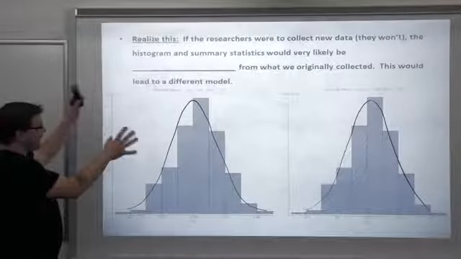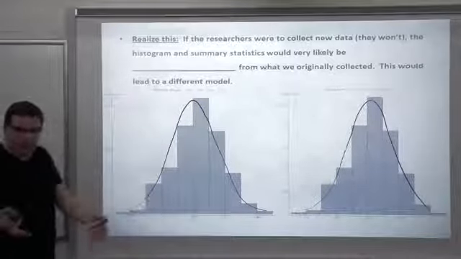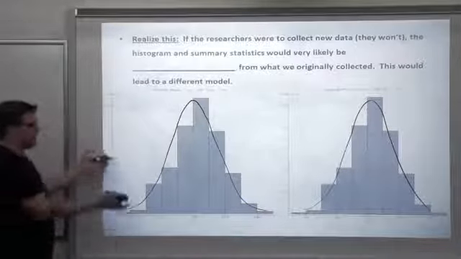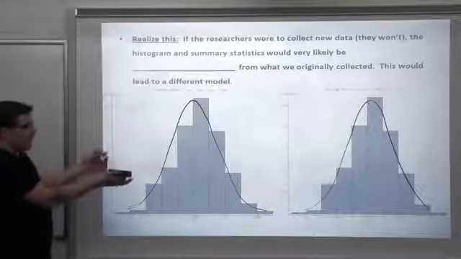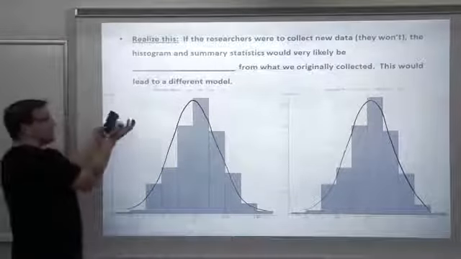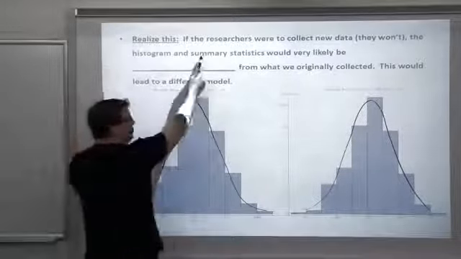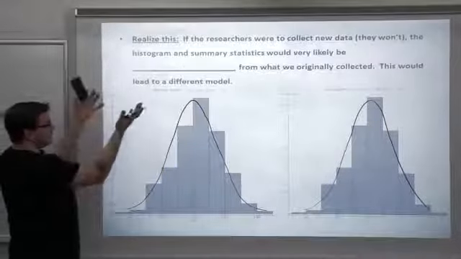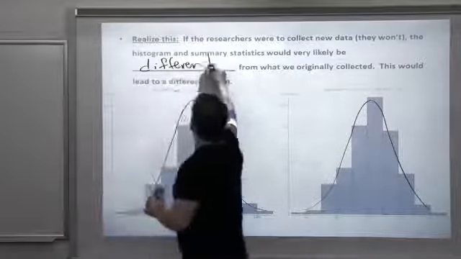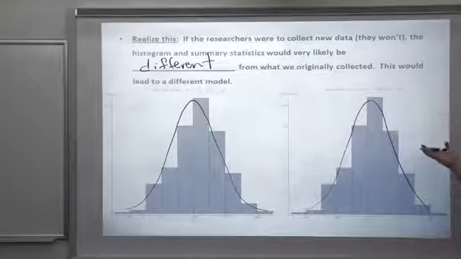Realize this. If the researchers were to collect new data, by the way, they won't. You'll take one sample and you have to use the sample to the best of your ability. But if you threw back the 385, woke up 385 new students next Saturday at the Ivy League schools, you'd get different data. The histogram would change, probably slightly, but it would. The summary statistics would very likely be different from what we originally collected. This would probably lead to a different model.